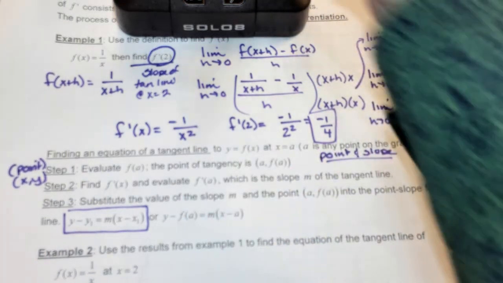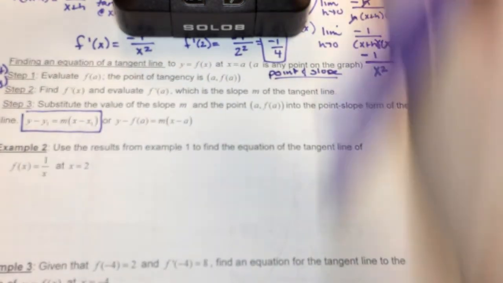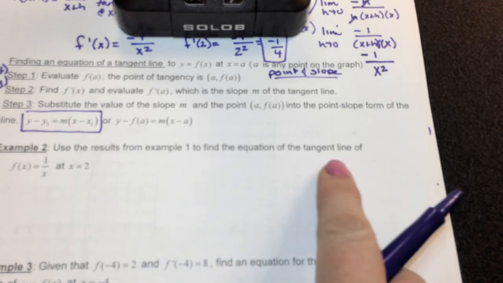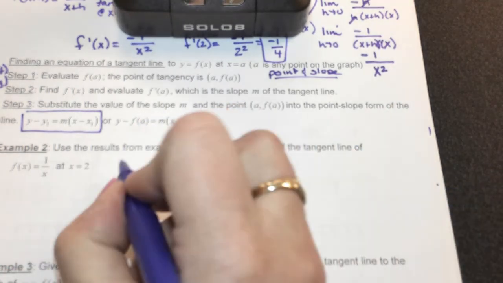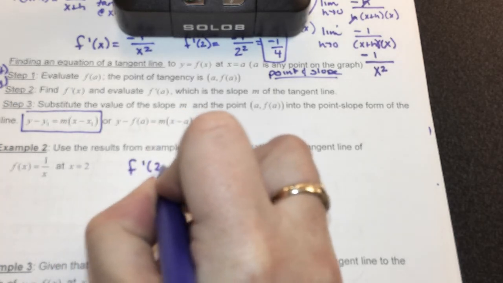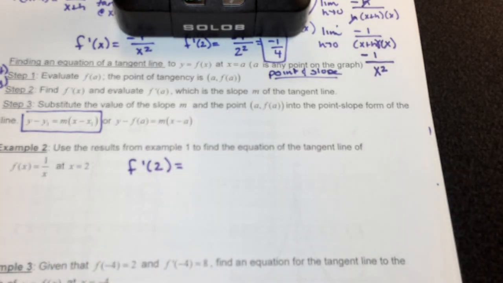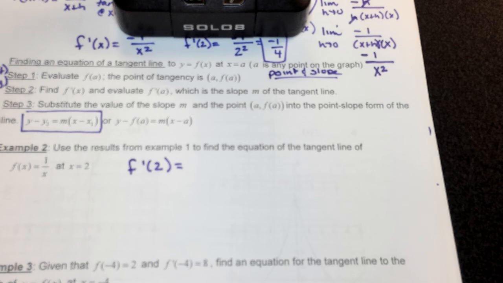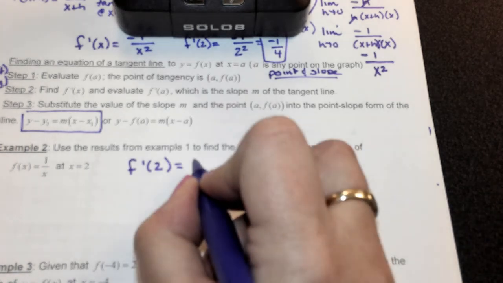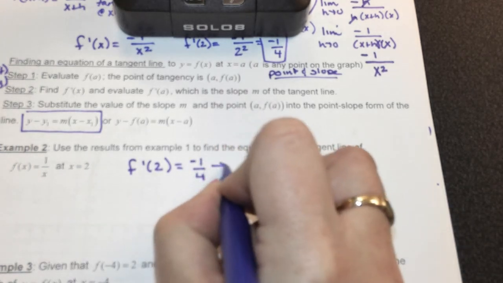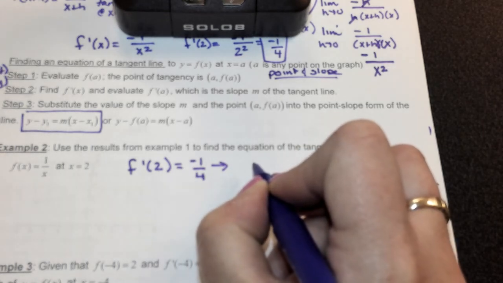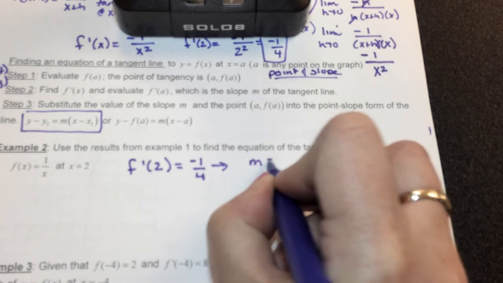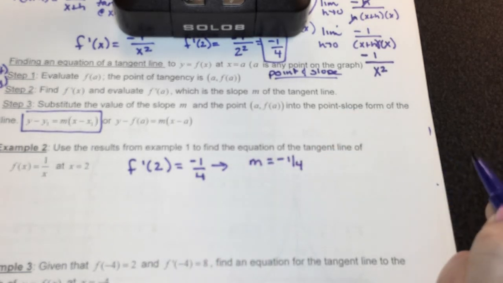So now, just falling back on what we just did, use the results from example 1 to find the equation of the tangent line at x equals 2. Well, I found f prime of 2. What did I find f prime of 2 to be in example 1? Negative 1/4. What is negative 1/4? Like I mentioned, this represents the slope. So I know the slope of my tangent line is negative 1/4.